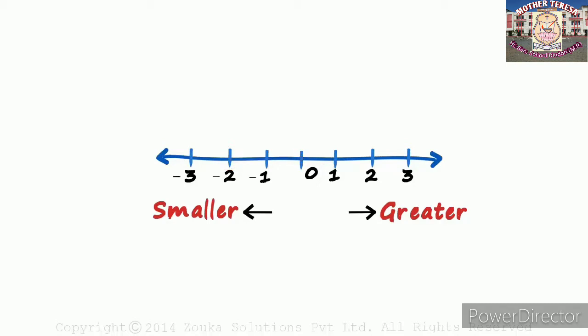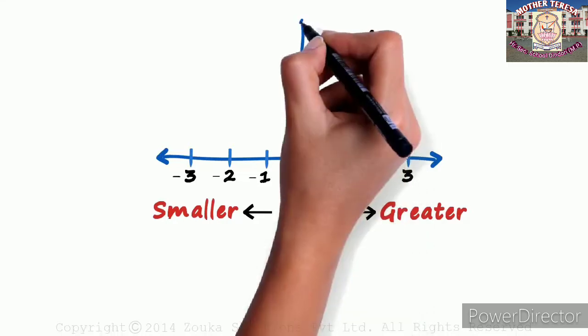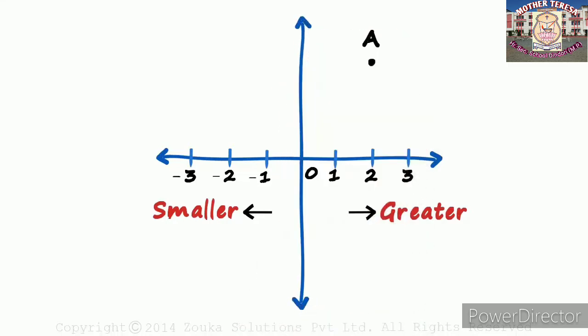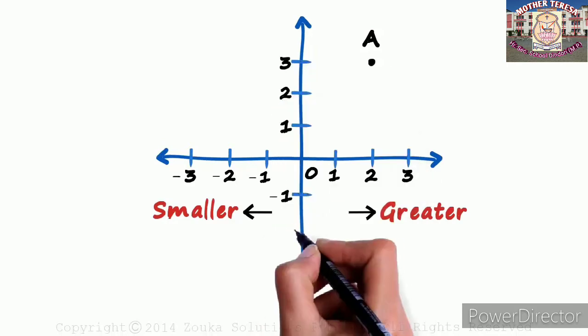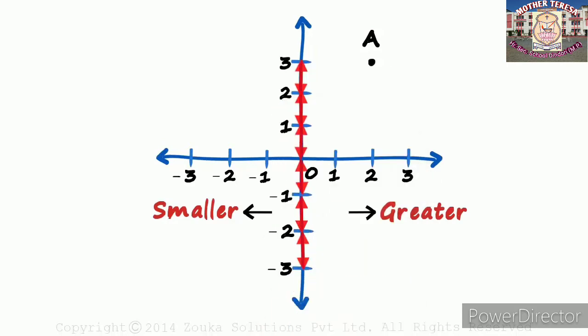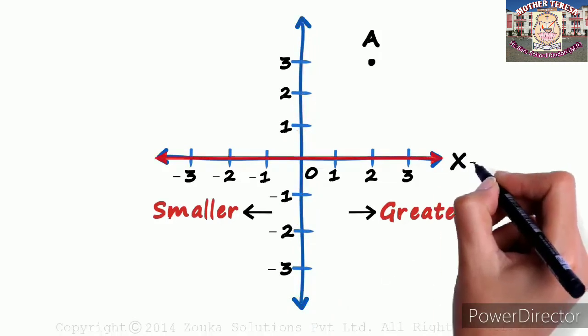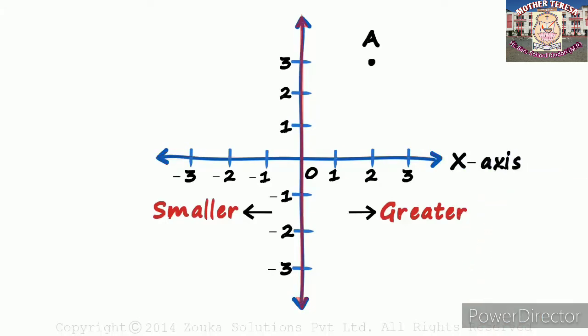But what if we have a point here? How do we give point A an identity? To give such points an identity, we draw another line perpendicular to this one. We have positive values above 0 and negative values under it, all at equal intervals. These two lines are called the axes. The horizontal line is called the x-axis and the vertical one is called the y-axis.